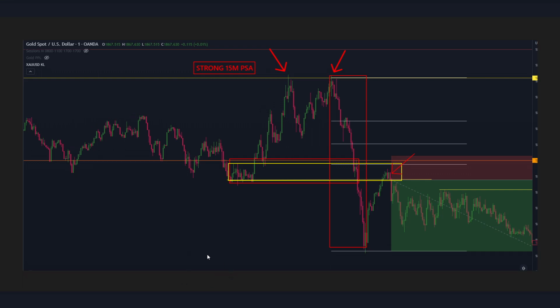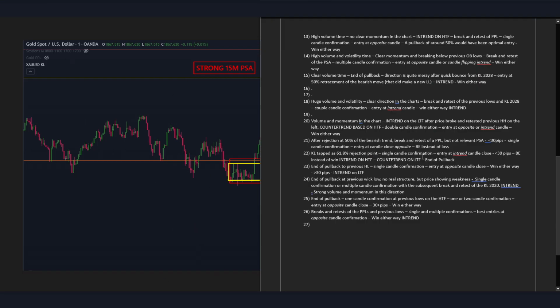So I have my print screen, and then I focus on some main characteristics. For example, what is the kind of setup? Is it reacting to PPLs or previous lows, a key level? How many candles of confirmation did it give? Was the best entry at the same candle or the opposite candle? Would it win either way with a 15 pip break-even rule, and was it in trend or counter trend? So let's get into it.